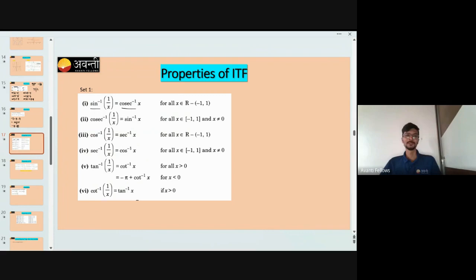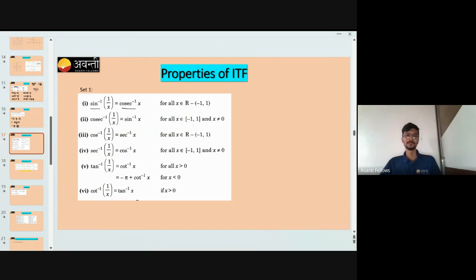Now let me tell you a very interesting thing about where set 1 properties will be used. Set 1 is mainly used to convert the inverse ratios of sec, cosec, and cot into our most lovable ratios, which are sine inverse, cos inverse, and tan inverse. I am comfortable with sine, cos, and tan. I don't like to deal with cosec, sec, and cot. So this property helps us convert cosec, sec, and cot into sine, cos, and tan.